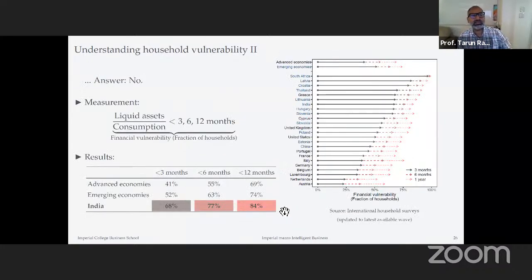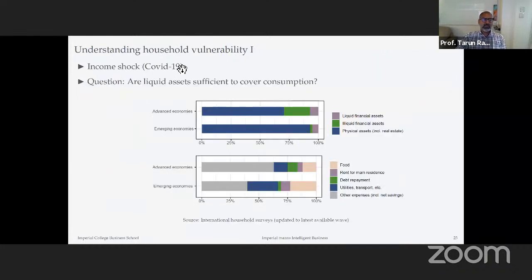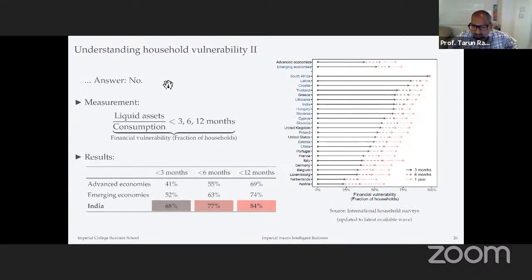So the question we really ask is, are these liquid assets that exist on the household balance sheet sufficient to cover the consumption that households need to do? And the answer is no. Okay, so this is a fairly complicated slide, but it's worth thinking about. It's actually very simple in the end. All we do is, for each one of these households, we essentially take their liquid assets and divide them by monthly consumption. And we ask the question, how long can you last with zero income by just consuming out of the liquid assets that you have across the distribution of all households in these household surveys?